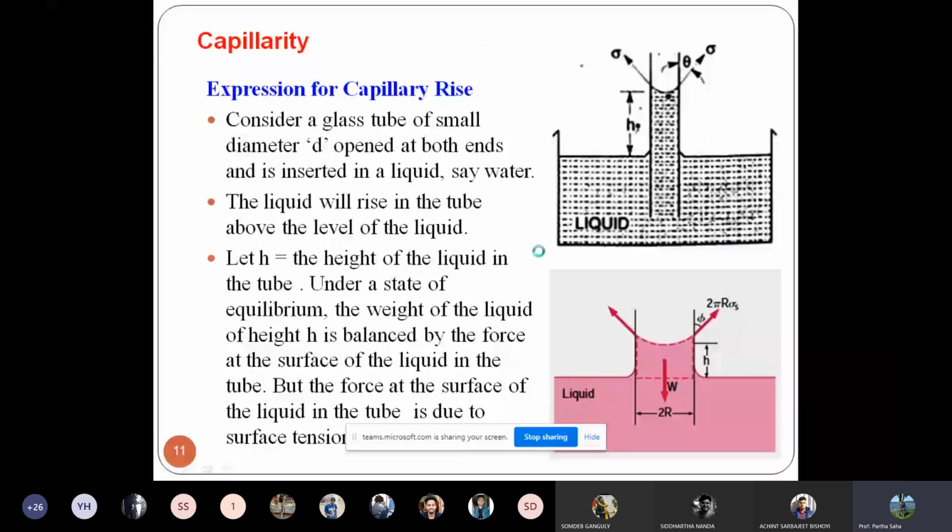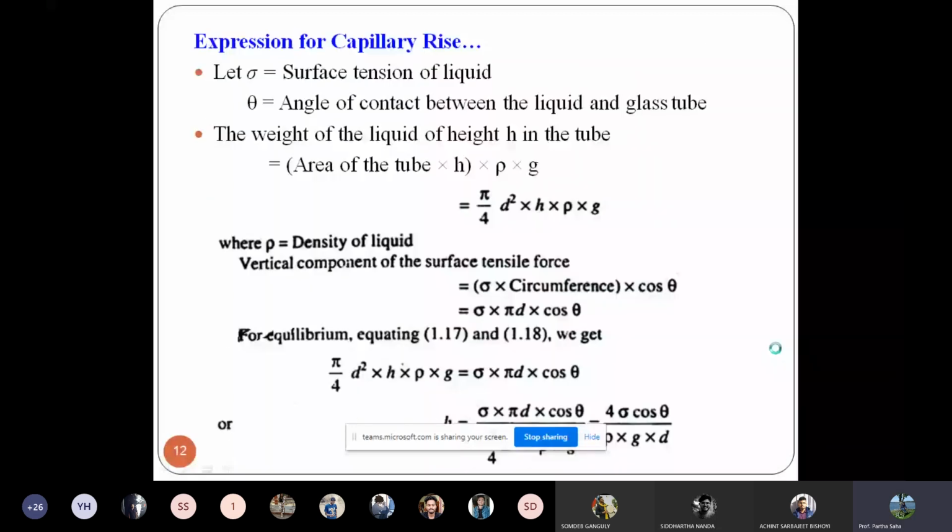So that will be sigma pi d cos theta. The other is the weight of the liquid, which is nothing but area of the tube times height times rho g, because that is the total weight of the liquid. Area times height is the volume, times rho is the mass, times g, so mg. So this expression is for mg, the weight of the liquid trying to pull it down. The area of the tube is pi d square by 4, h is the height, rho is the density of the liquid, and g is the acceleration due to gravity.